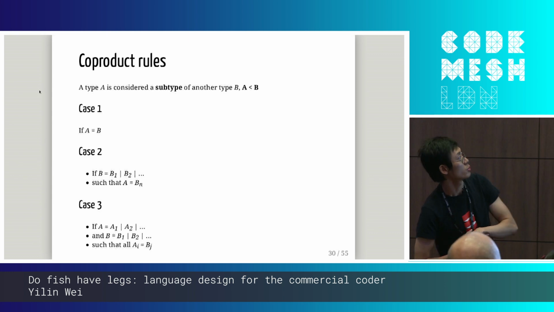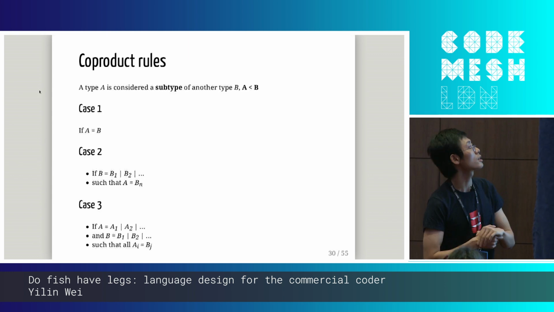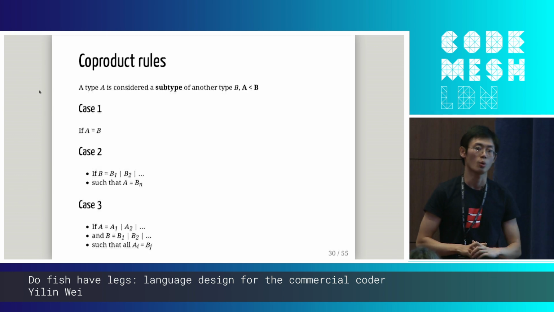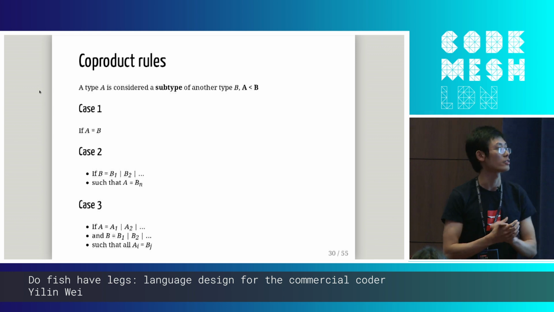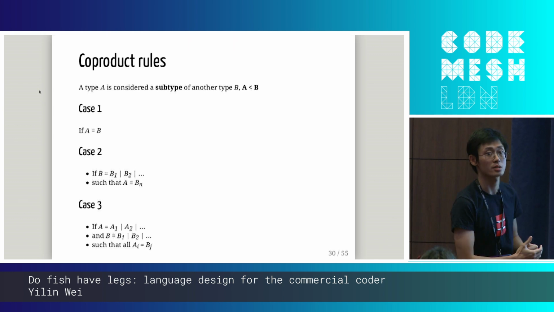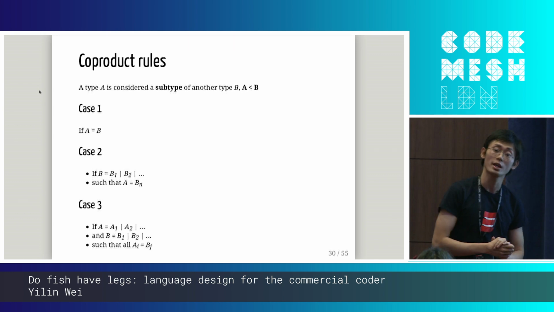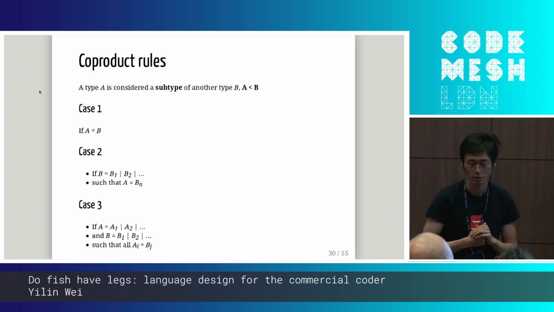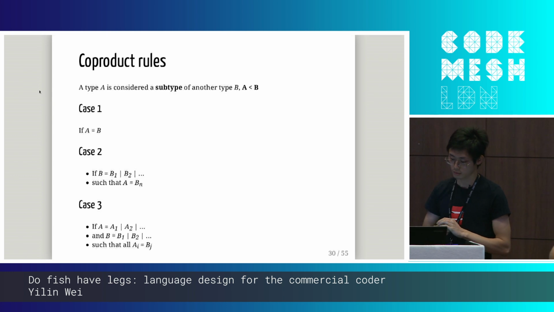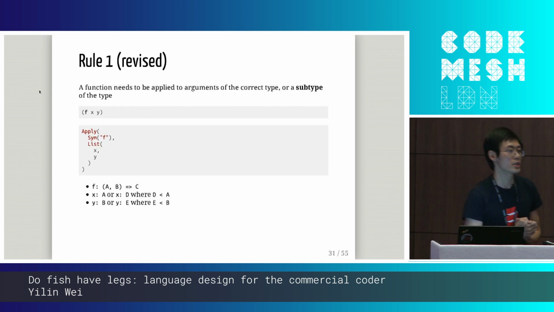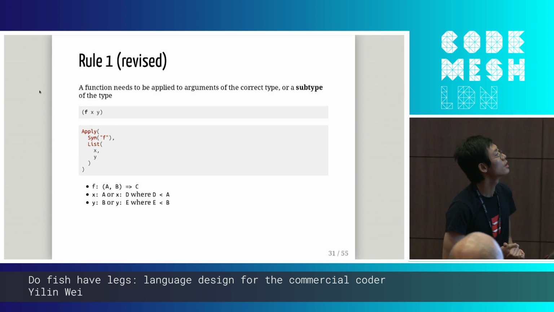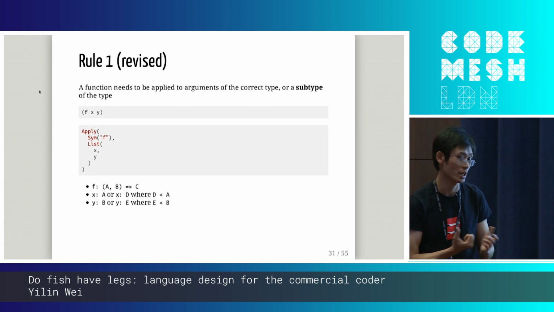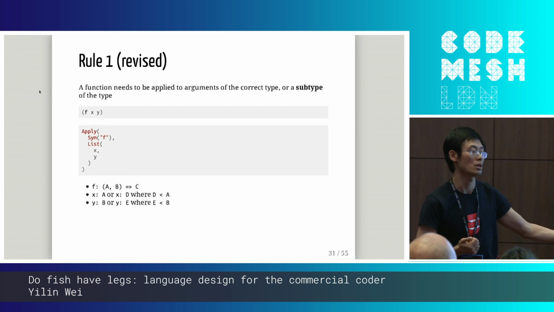I'm going to introduce a new rule that a type A is considered a subtype of B if A is equal to B, or if B is a set of types, then A is within that set of types, or if A is a subset of all the types inside B, in the case that they're both coproducts. And so we revise our first rule. A function now can be applied to arguments not only of a particular type, but a subtype as well.